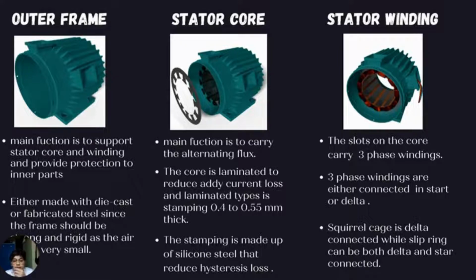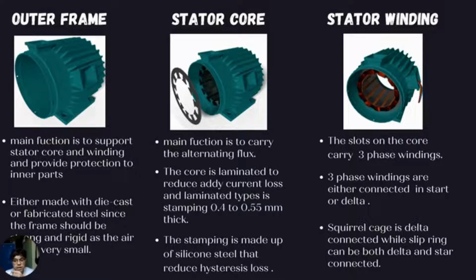The second part is the stator core. Its main function is to carry all the alternating flux. The core is laminated to reduce current loss, and the laminated stamping is 0.4 to 0.55 mm thick. The stamping is made of silicon steel that reduces the hysteresis loss that occurs in the motor.